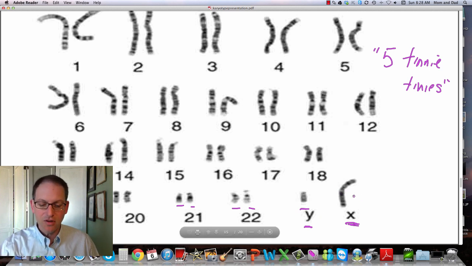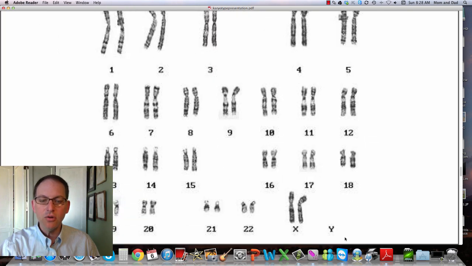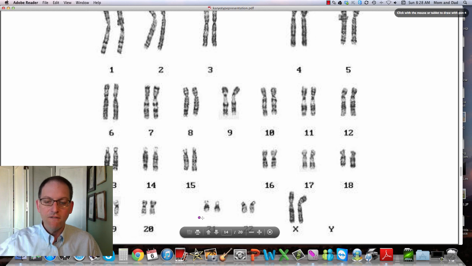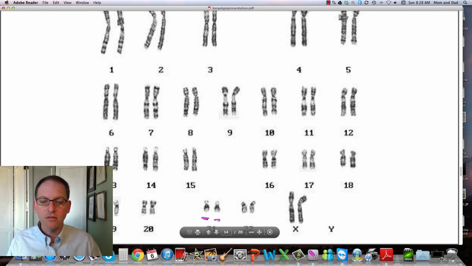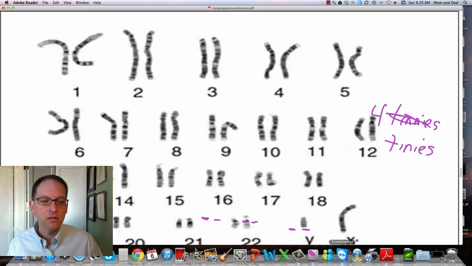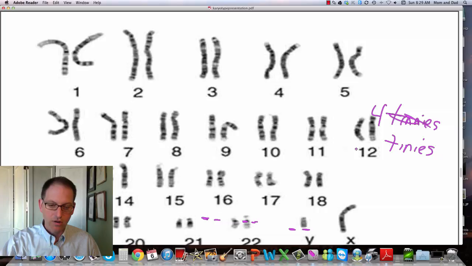Whereas if you were looking at a female, here's another one, you notice that there are only 4 teeny tinies. You have 2 medium-sized X chromosomes. So if you see 4 teeny tinies, then you know it's going to be a girl. 5 teeny tinies will be a boy.